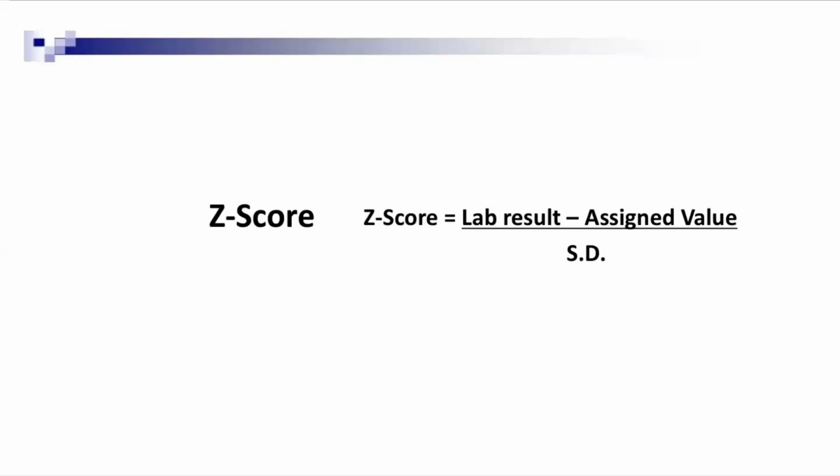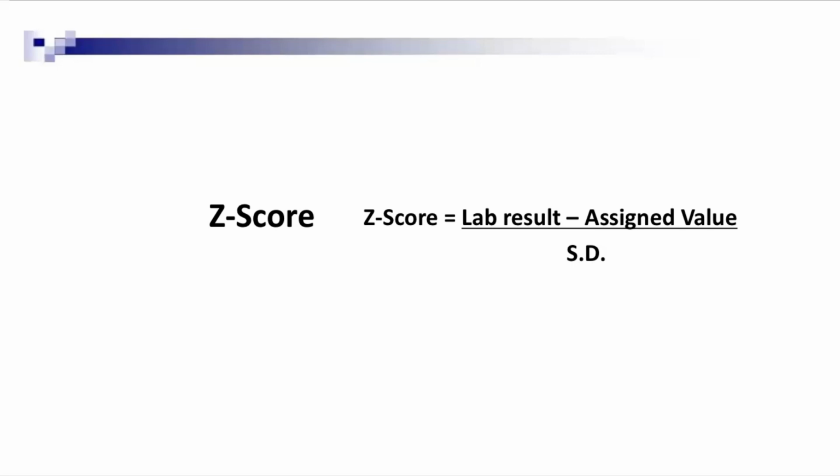See how Z score is calculated: lab result minus assigned value, divided by standard deviation. Lab result is your result which you got within your lab. We discussed there are various ways of assigning value to a PT material, whether it is the reference material, expert group of laboratories, group mean or reference lab. It is decided by the EQAS provider.